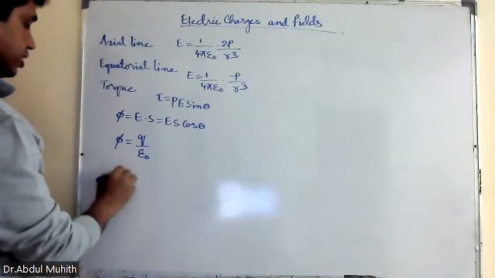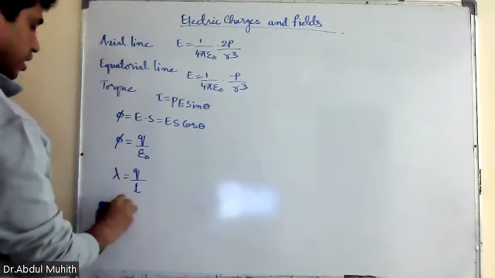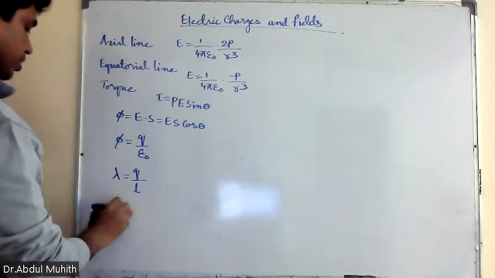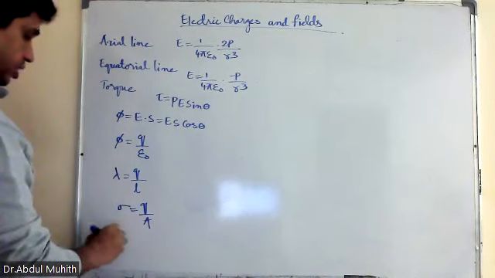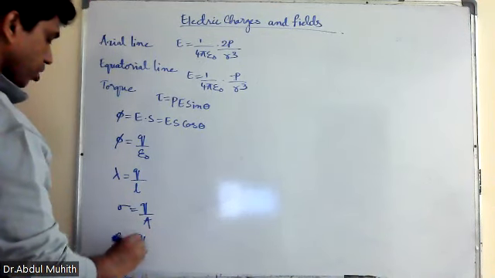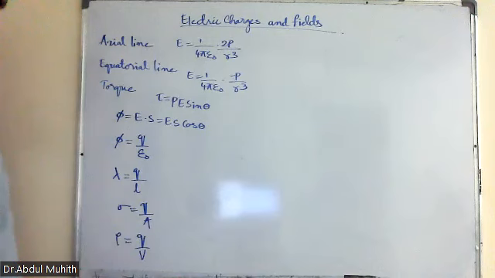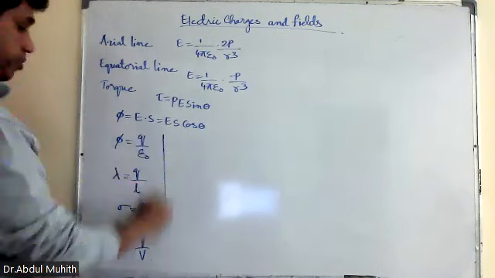And we have line charge density lambda is equal to Q by L. And the next one is sigma, sigma is equal to Q by A. This is line charge density, surface charge density, and the last one is volume charge density. So these are the three different formulas we did in the previous class.